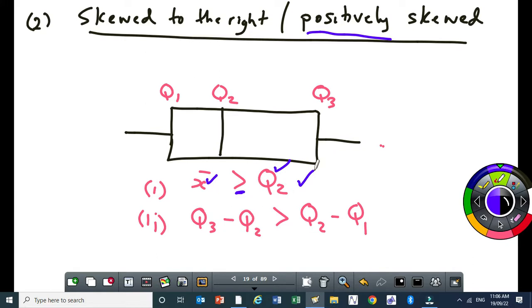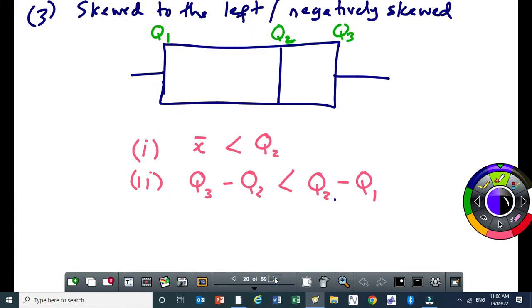Okay, then the last one. The data can also be skewed to the left or it can be negatively skewed. In that case, your mean will be less than the median, or the distance between Q2 and Q1 will be longer than Q3 and Q2, when we say the data is negatively skewed or skewed to the left.